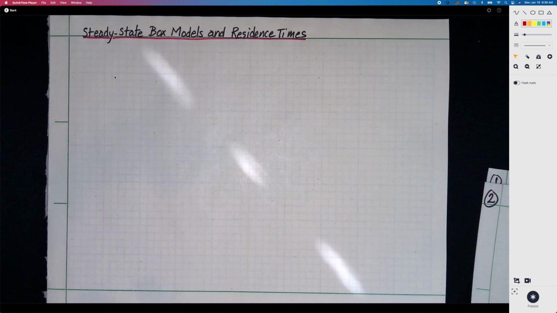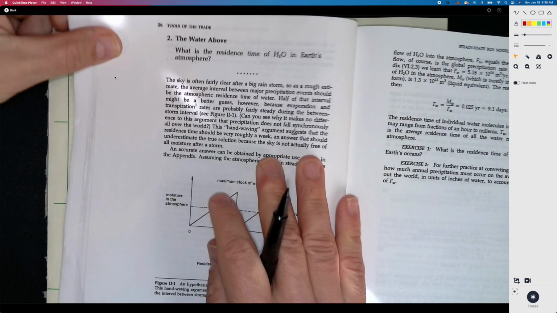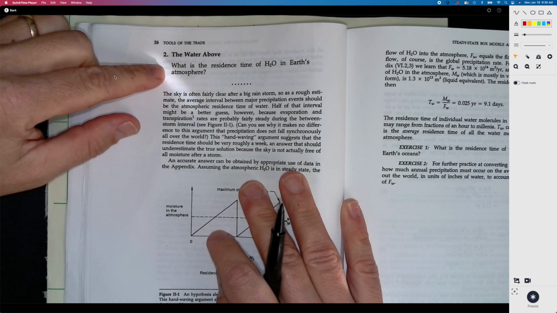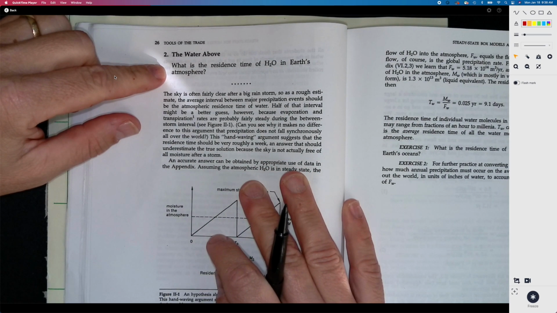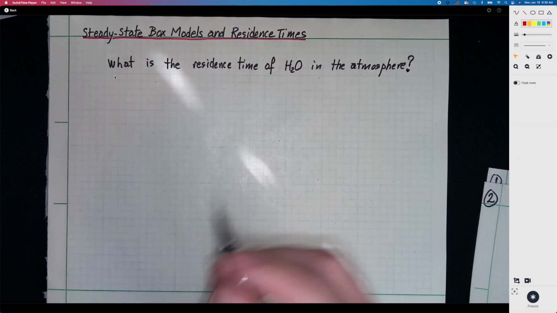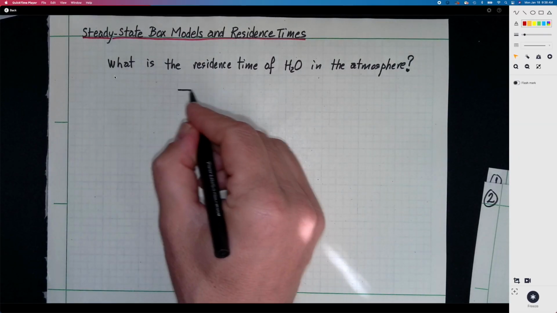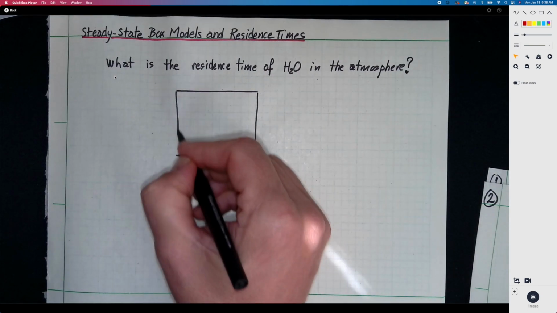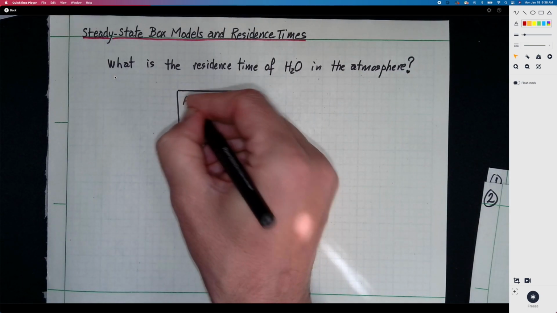All right, for the second example, we look at problem 2 in the book. And the question is, what is the residence time of H2O in the Earth's atmosphere? So let's look at this one. So what is the residence time? In this problem, the box will be the atmosphere. So this is the box. It's the atmosphere.